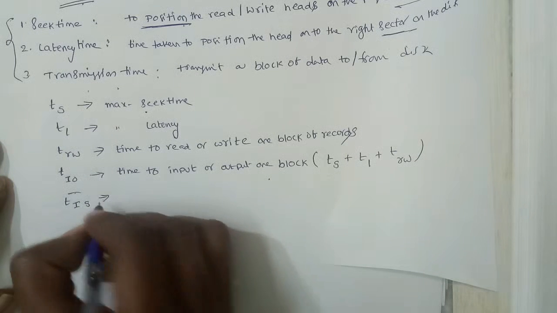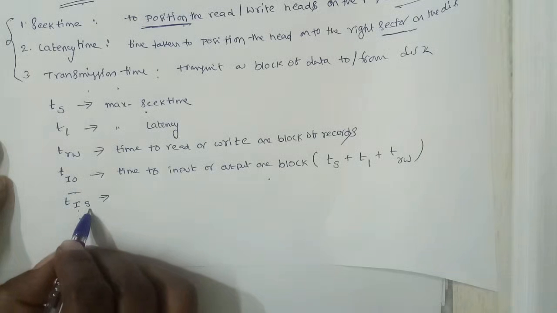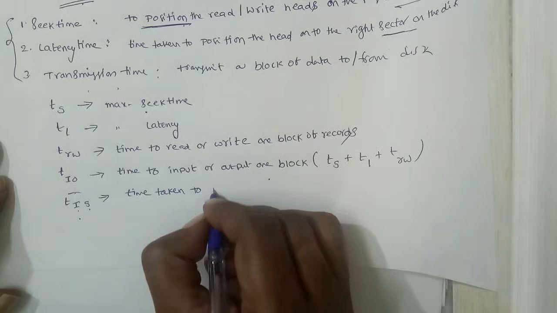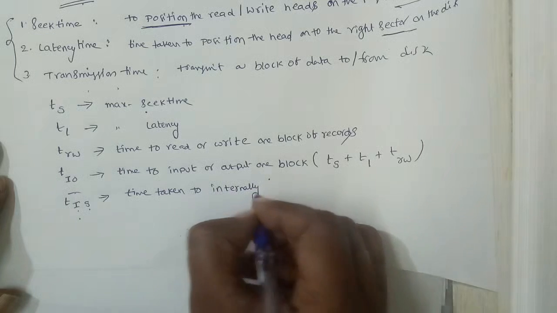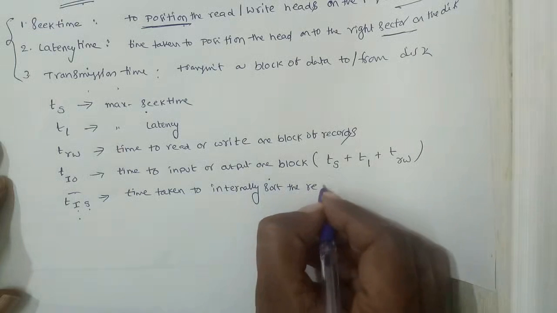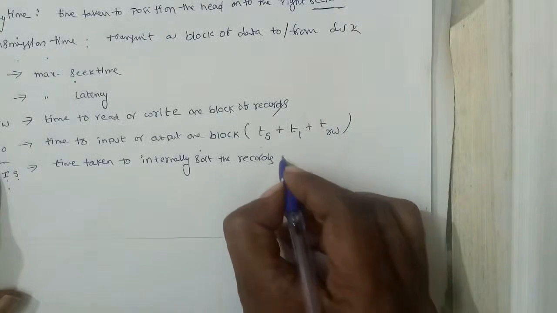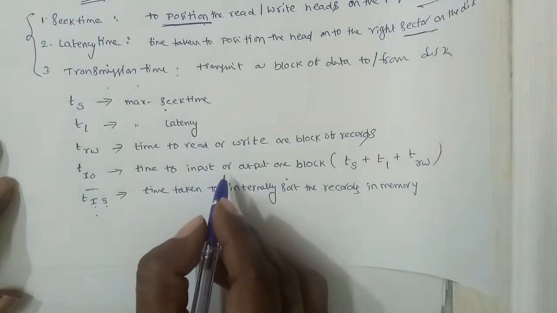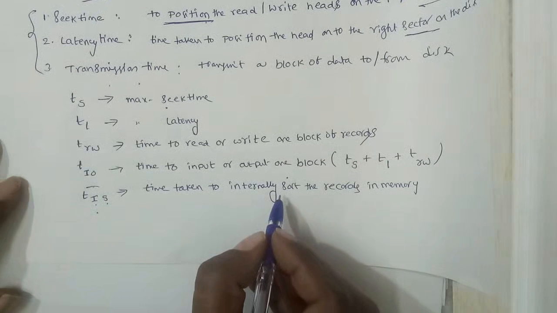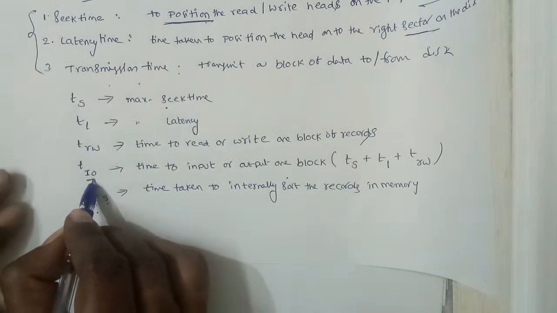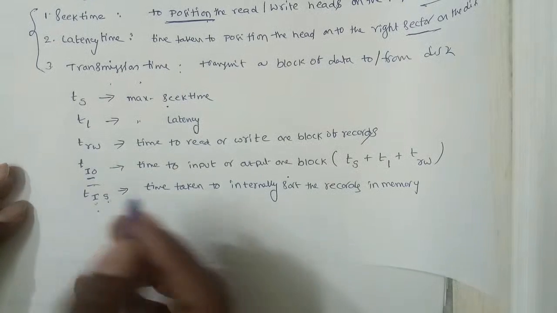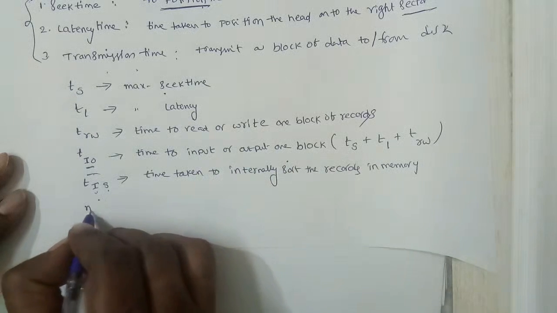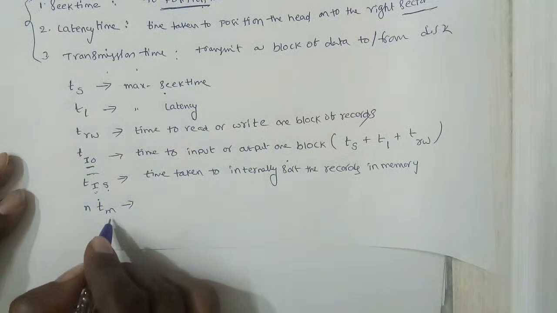TIS. What is this one? Internal sorting: the time taken to internally sort the records in memory. In the first step I read a block of data, which takes TIO, and then perform the sort operation, which takes TIS. Then what is the next notation? After sorting we have to perform the merge operation. So N into TM. What is the meaning of this?